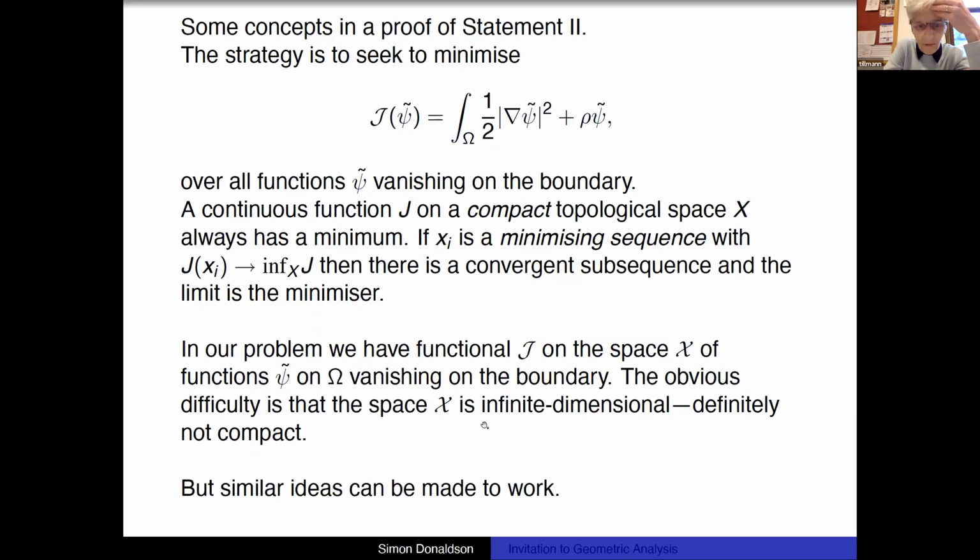Simon, before you go on, there's a question about where the 1/2 comes from in the formula, I think. Let's hope I got it right.